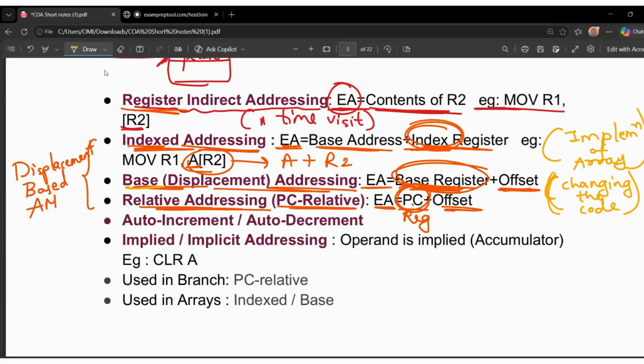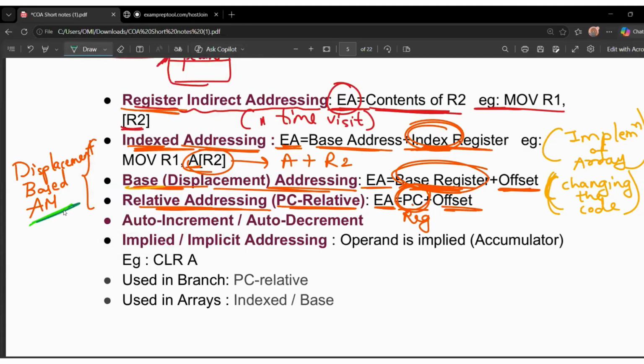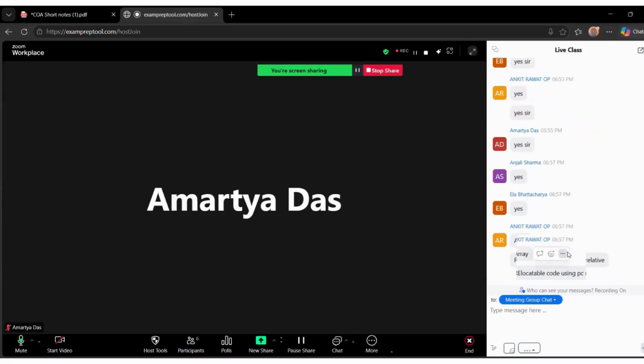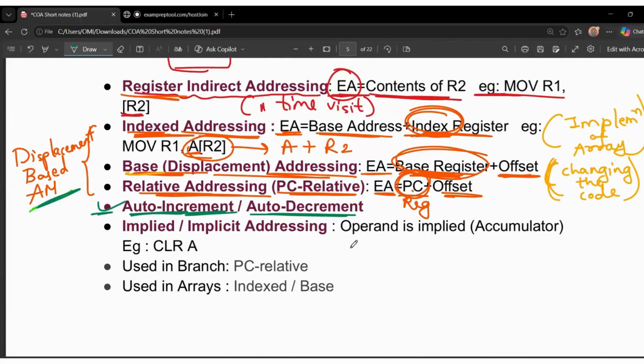So this is all about the displacement based addressing modes. Now we have seen one type of addressing, which is auto increment and auto decrement. What it does is it automatically does plus plus and minus minus. Remember PC.